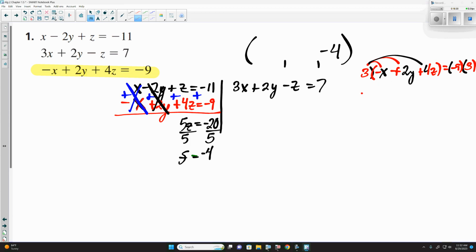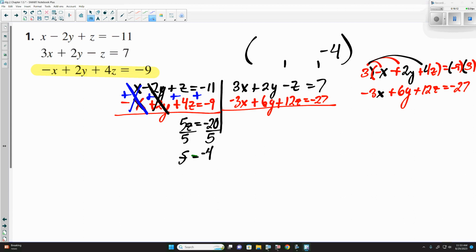So our 3 times negative x is negative 3x. 3 times 2y is going to be plus 6y. And 3 times 4z is going to be plus 12z is equal to negative 9 times 3 is negative 27. And we'll put this underneath. Negative 3x plus 6y plus 12z is equal to negative 27. I'll use blue again.